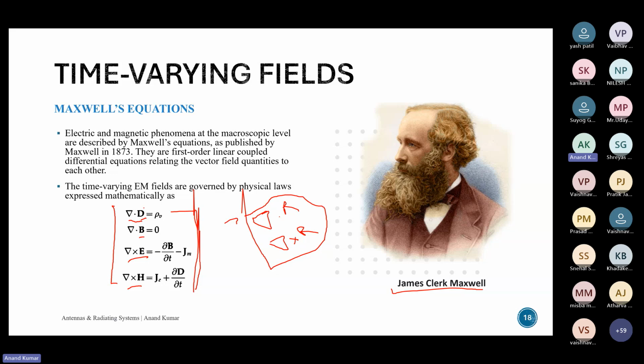So we know that D is related as epsilon E, right? We have this as epsilon E, and similarly B is mu H. So essentially, we have the divergence of E and curl of E and divergence of H and curl of H, which basically defines the entirety of electric field and magnetic field that we need to know to solve problems.